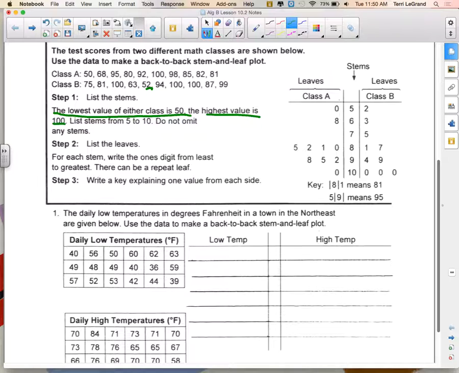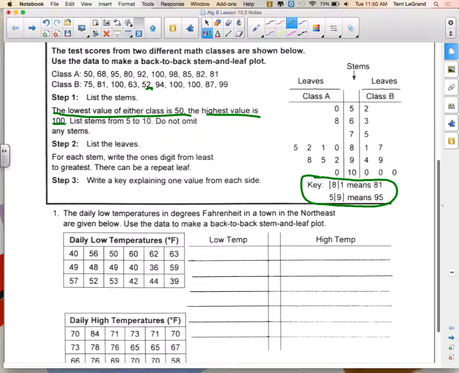So here's our stems. We only need a stem one time because we're going to display the leaves back to back. We're going to go like this. They're sharing this stem, but here's Class A's data, here's Class B's data. Other way around: Class A's data, Class B's data. And then here's an important thing to do with the key on a back-to-back.